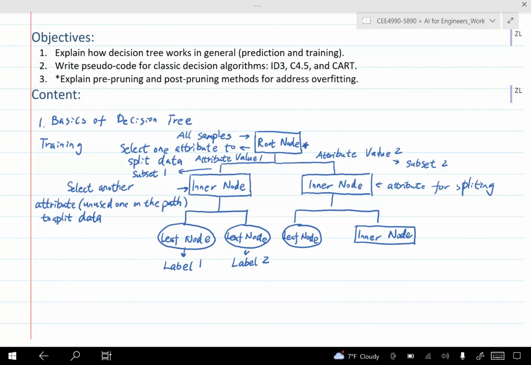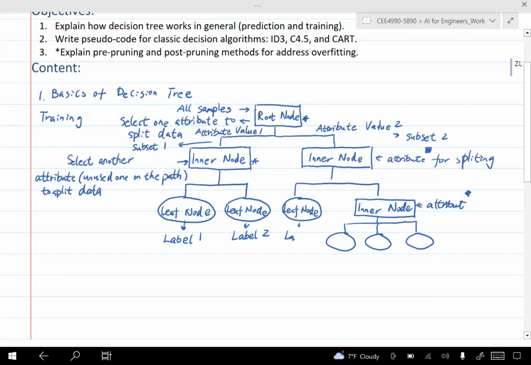And for this one, we'll make a simple example. We say, oh, now we got three. This attribute has three attribute values. So we give us three different options. And all the options in this case lead to leaf nodes. So put in label 1, label 1, label 2, and label 3. So we have three labels. That means it's a multi-class classification problem.